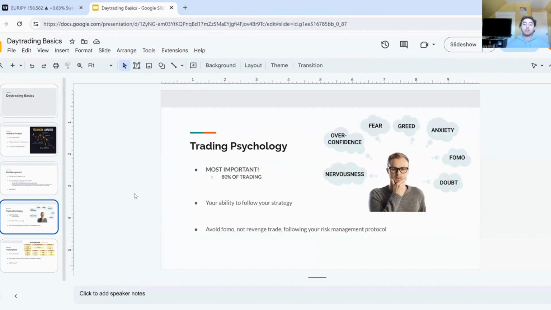Next, trading psychology. So trading psychology, guys, is the most important. It's going to account for 80% of trading, a lot of people say, and it makes a lot of sense. I kind of agree with that, guys. Trading psychology is pretty much your ability to follow your strategy, right?